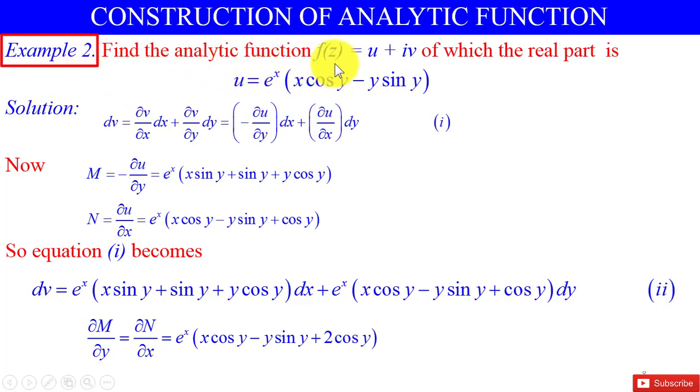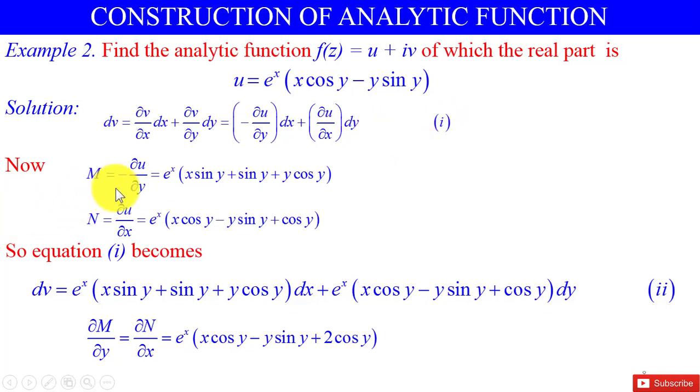Find the analytic function f(z) = u + iv, of which the real part is u = e^x (x cos y - y sin y). Solution. Here u = e^x (x cos y - y sin y) is given. So, dv = ∂v/∂x dx + ∂v/∂y dy = -∂u/∂y dx + ∂u/∂x dy, which is equation number 1.